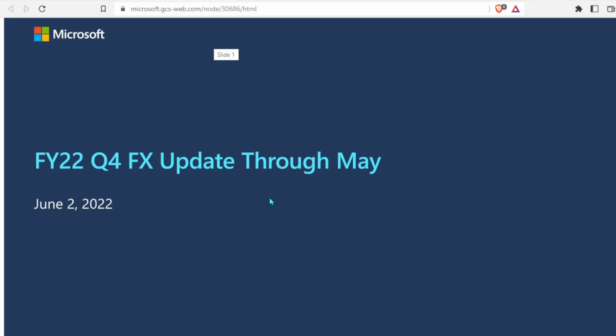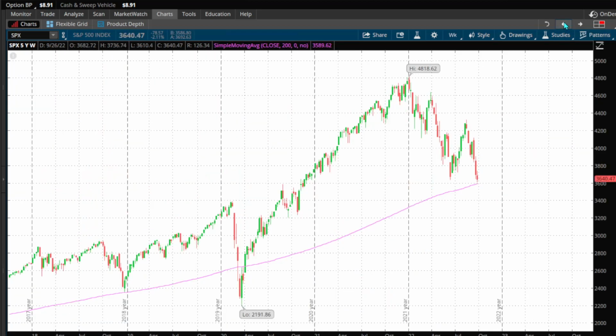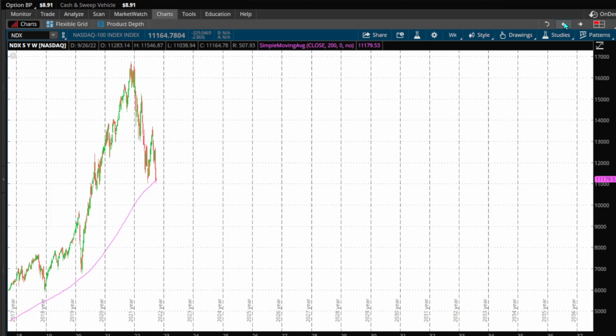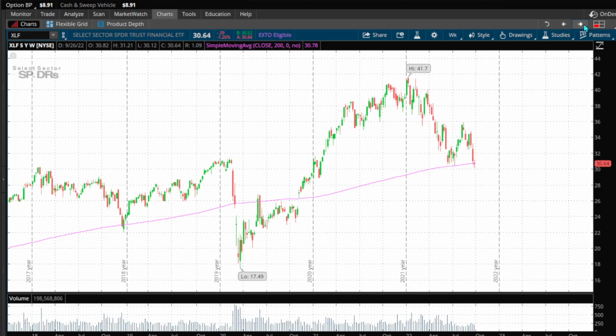And definitely have those numbers written down, those 200 weekly moving averages. I'll go through them again. For NASDAQ 100, we're looking at 11,179.53. For S&P 500, we are looking at 3,589.62. For XLF, we are looking at 30.78.